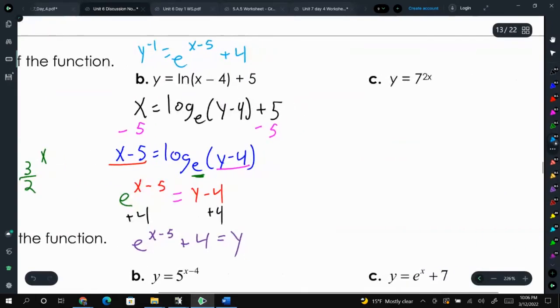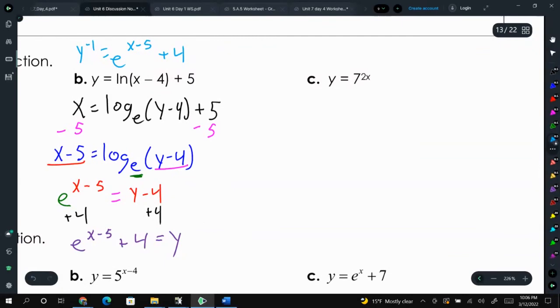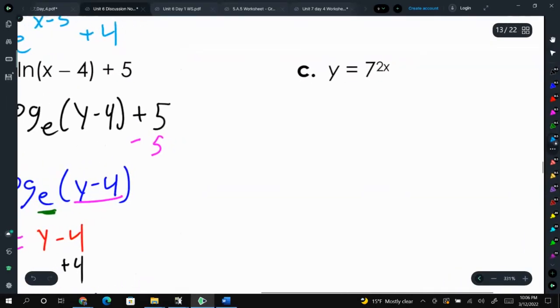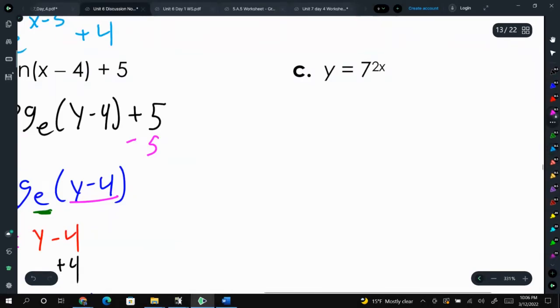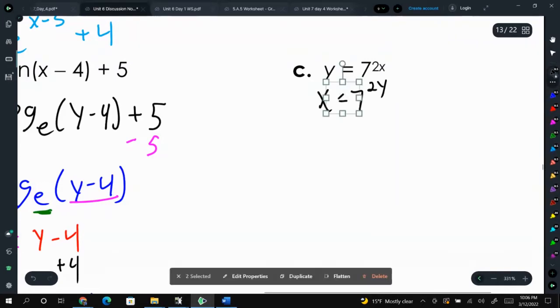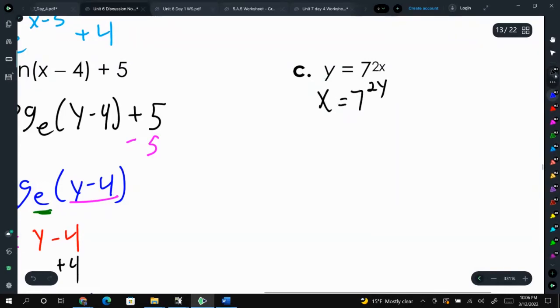Now, letter C is a bit different because we're going from exponent form to log form, and we haven't done a lot of that. So first, what I like to do is I like to write the word log because we know we're going to log form. So we have x equals 7 raised to the 2y power. So log, what number is being raised to the power? Well, that's 7, so it's log base 7.